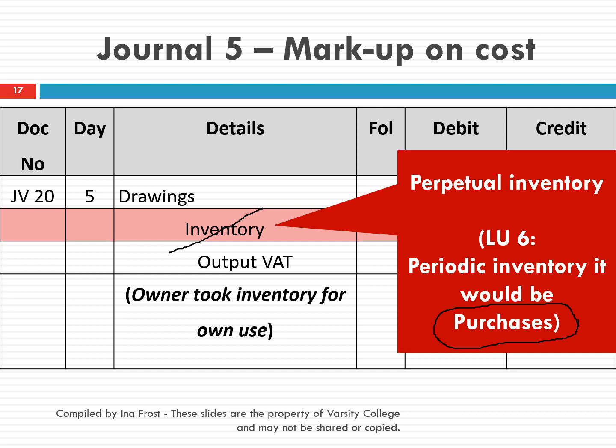Once we get to Learning Unit 6, then we will talk a lot more about the periodic inventory system, and then you will see that this particular entry will be tweaked slightly because the business will then use periodic inventory and not perpetual inventory.